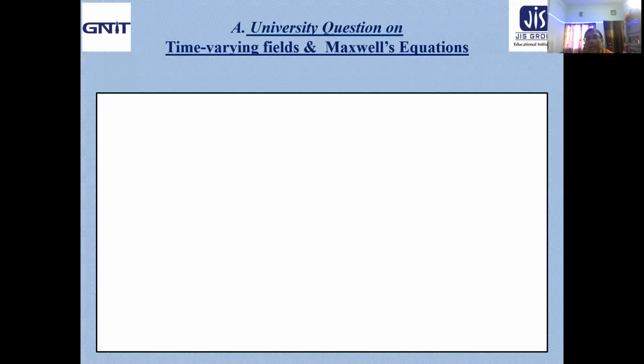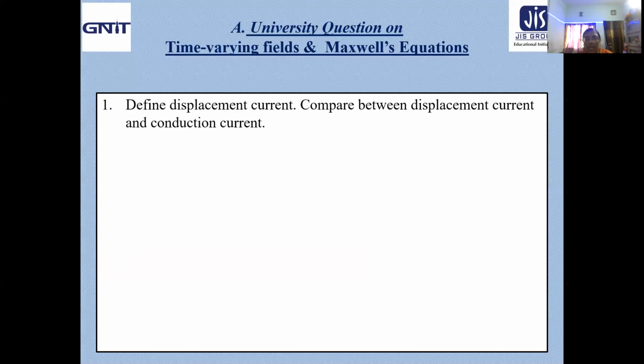Now, let us come to part A of my lecture session 15, which is based on university questions on time varying field and Maxwell's equations. That means the submodule 4.03. Now let us take a look at what is there. The first question: define displacement current.